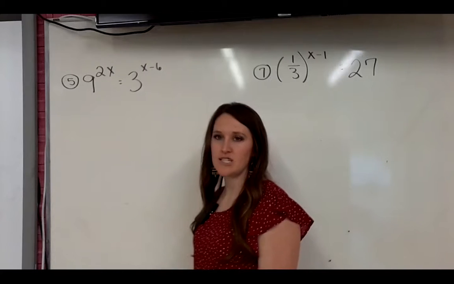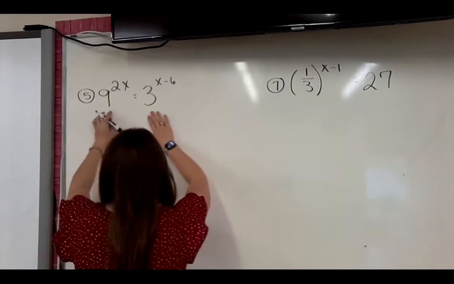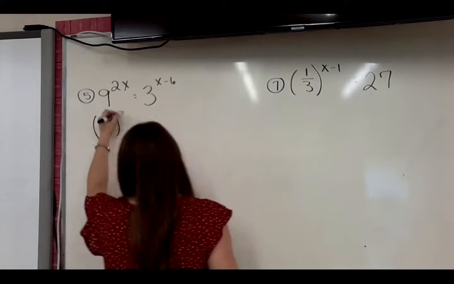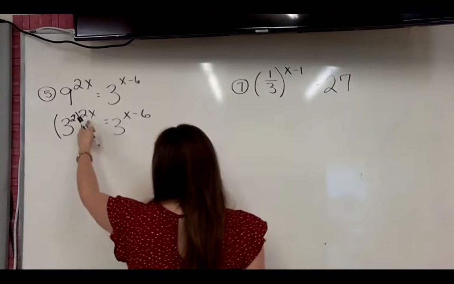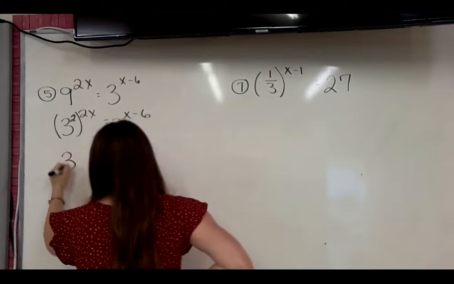Okay, from this section we did 5 and 7. So on 5, we have a 9 and a 3. I could probably make that one a 3. 3 squared is 9. Then anytime you have an exponent raised to another exponent, you multiply them. So 2 times 2x is 4x.